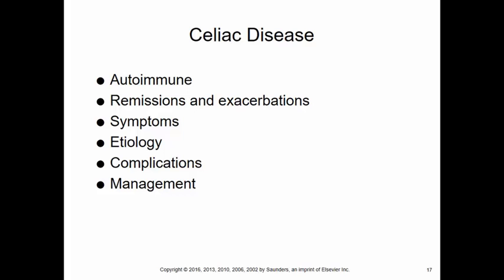Our primary complications with celiac disease, other than other autoimmune disorders, are possible. Our biggest complication is going to be cancer, primarily non-Hodgkin's lymphoma or other GI cancers are seen with celiac disease. Management for celiac disease is dietary management.